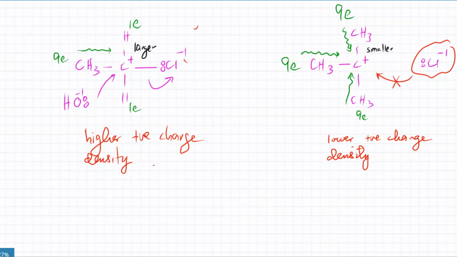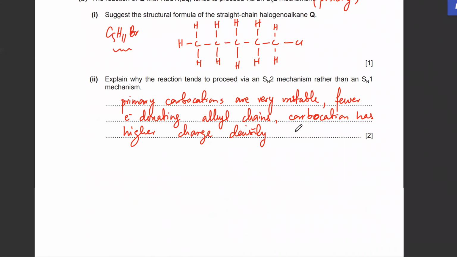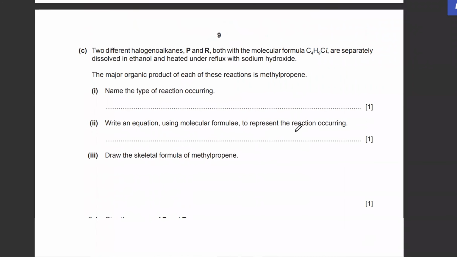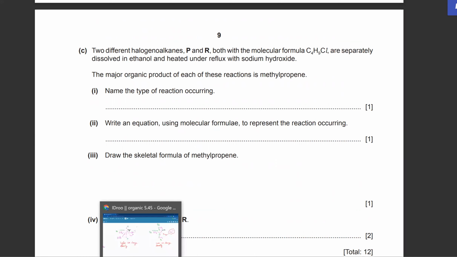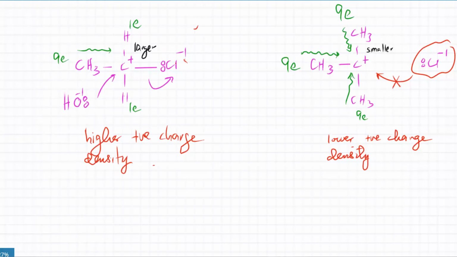So next one is the question. Okay, we're done with this. The next one is we've got two different halogenoalkanes P and R, both have the molecular formula C4H9Cl, are separately dissolved in ethanol and heated under reflux with NaOH. The major organic product of each of these reactions is methyl propene. Name the type of reaction occurring. So I'll just refer to the, बल्कि उसी को refer कर लेते हैं.